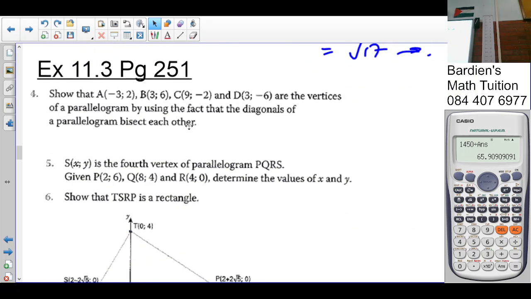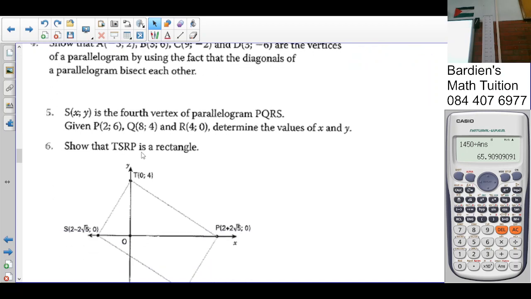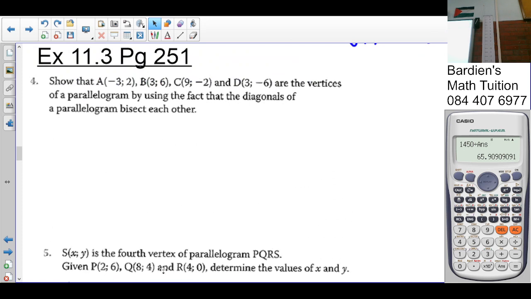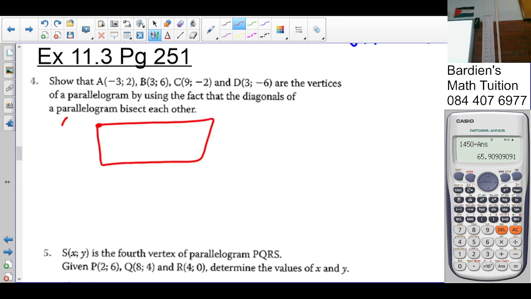And number 4, show that these are vertices. Show that A, B, C, and D are vertices of a parallelogram by using the fact that the diagonals of a parallelogram bisect each other. So what are we supposed to be doing there? Working out the midpoint. If we look here, there's A, which is negative 3 and 2, B, which is 3 and 6, C, which is 9 and negative 2, and D, which is 3 and negative 6.